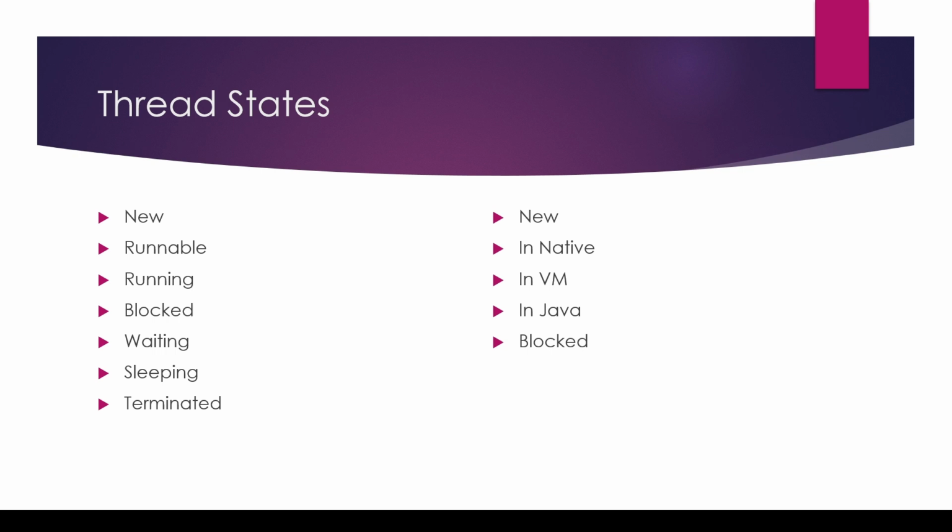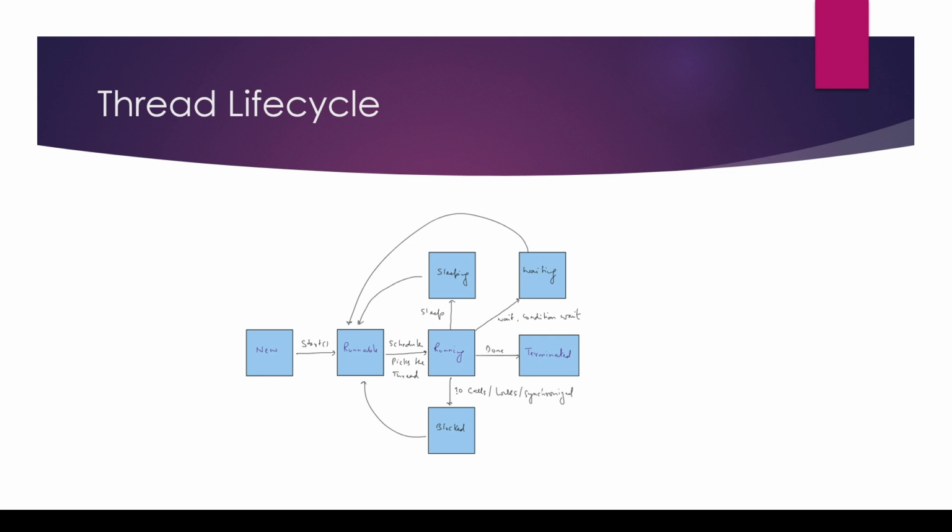Besides that, there are many more states which the JVM needs. For example, this is a subset of states which are maintained by the JVM. At any given point of time, the JVM maintains whether it is a new thread, whether it is in native mode, which means it is executing native code, in VM, which means it is in the Java VM, or in Java, running the Java code, or blocked. So this is just a subset of states defined on the JVM level, and these are the states which are defined for Java threads. This just gives us the idea about different states that a thread can be in at any given point of time. All right. Let's move on and talk about the thread lifecycle.